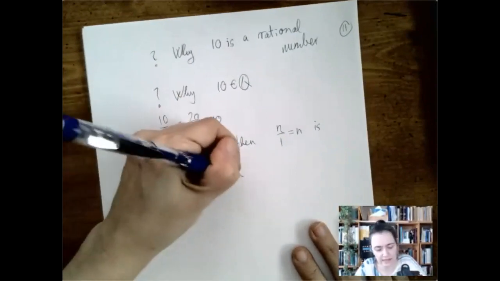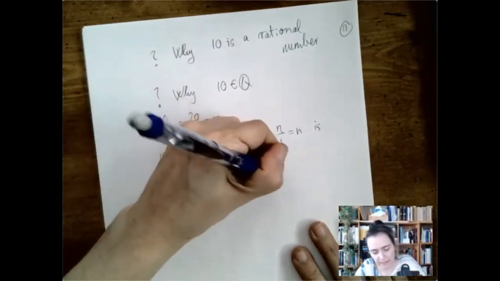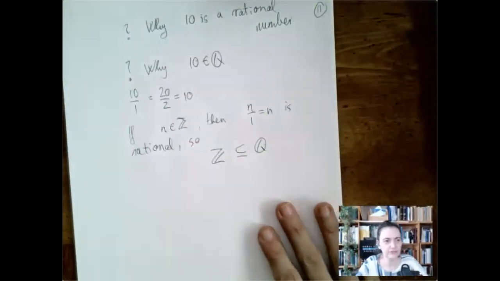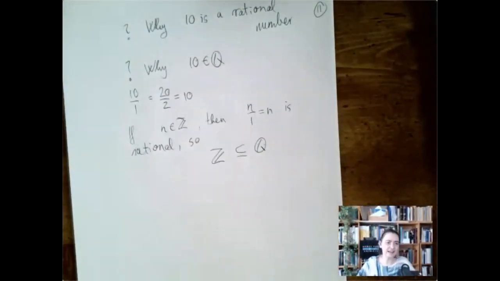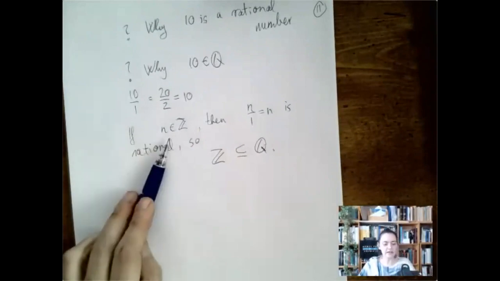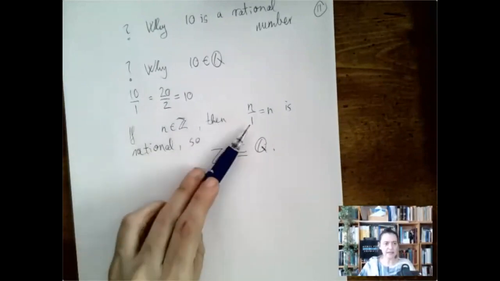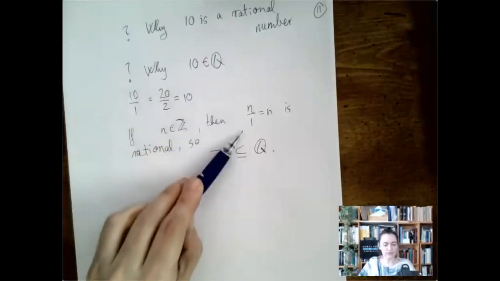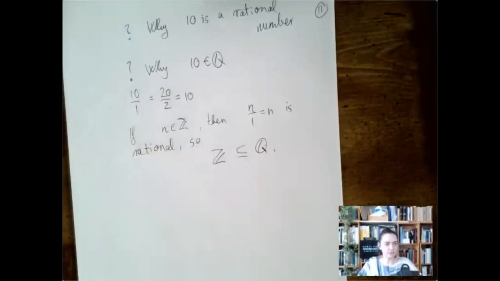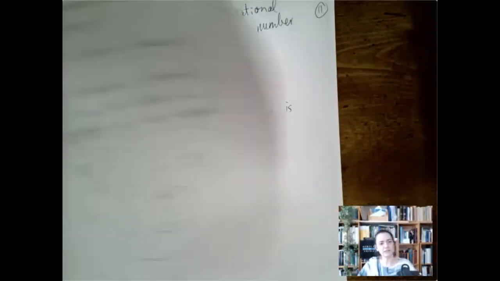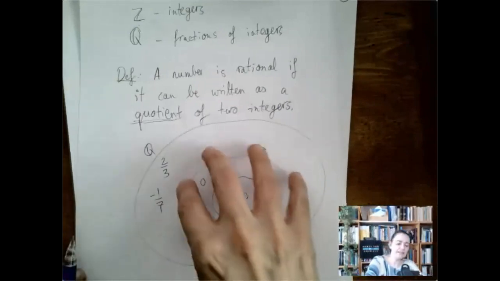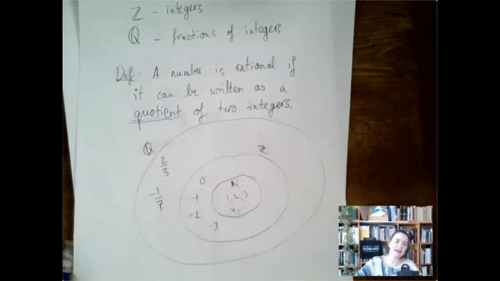So we can say that the set of all integers is a subset of the set of all rational numbers. I was kind of sparing you the heavy notation until now, but you can cut down on the writing a great deal using these notations. So if n is an integer, then n is n over 1, and therefore n is also rational. So every integer is automatically a rational number, which means we can draw the set of all integers inside the rational set.